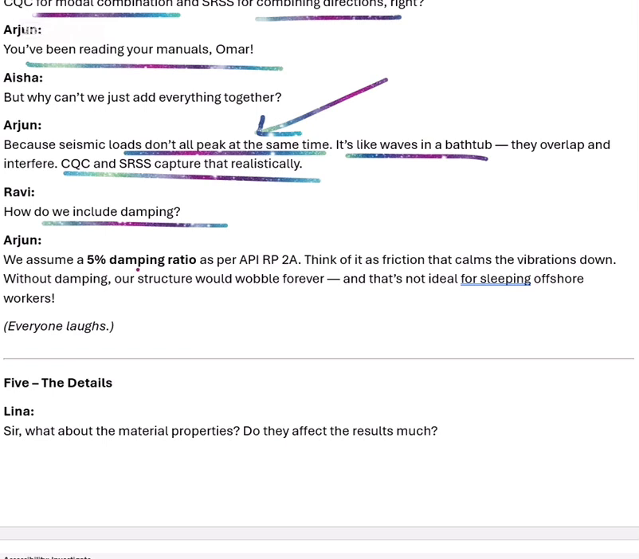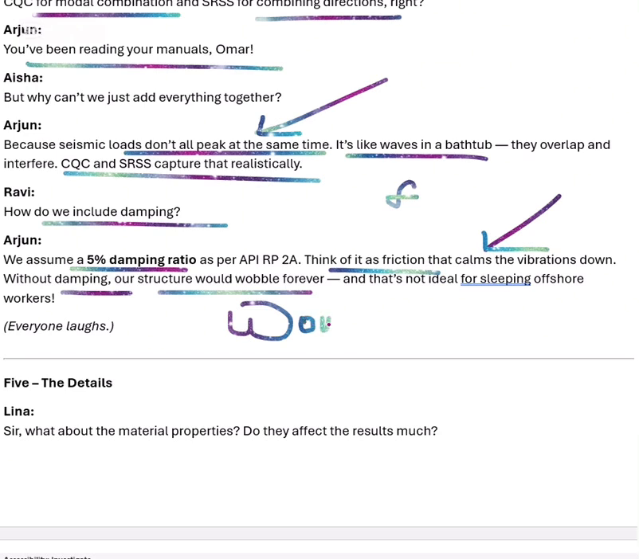How do we include the damping? We assume 5% damping. Think of it as friction that calms the vibration down. Without damping, our structure would wobble forever, and that's not ideal for sleeping offshore workers.